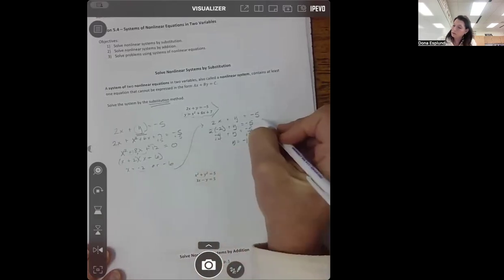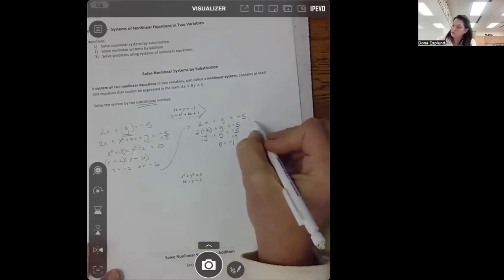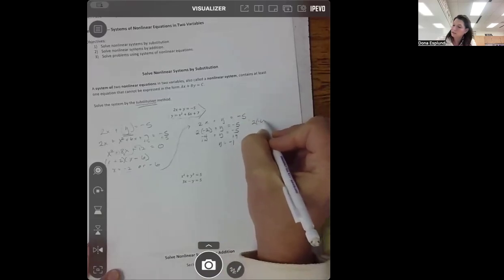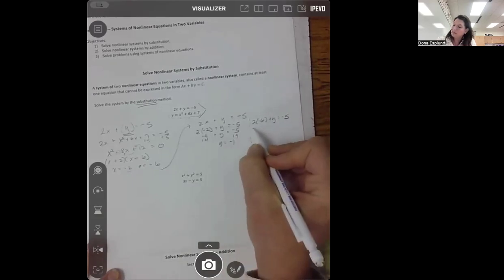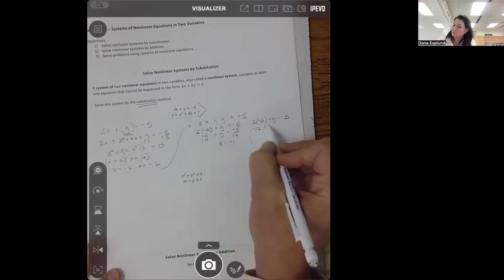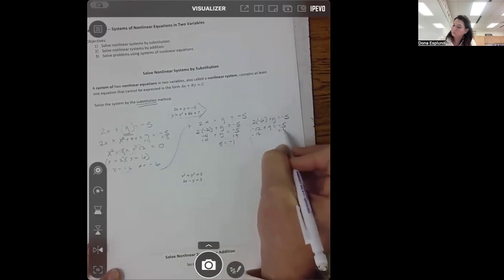Let me put a little dot here. I'm also going to let x equal negative 6. So 2 times negative 6 plus y is equal to negative 5. In this case, I have negative 12 plus y is equal to negative 5. Add my 12, and y should then equal 7.